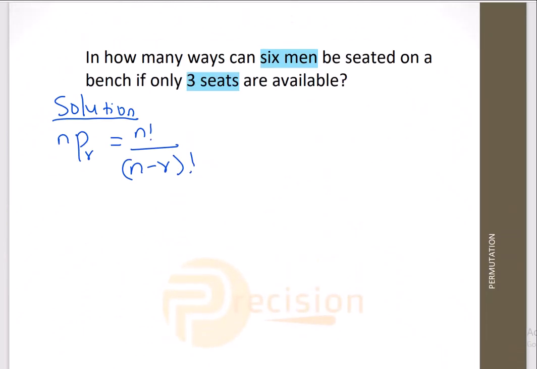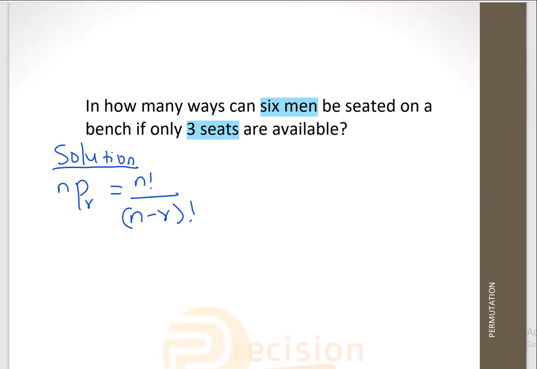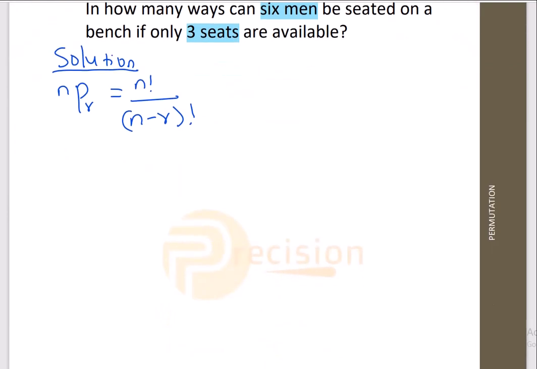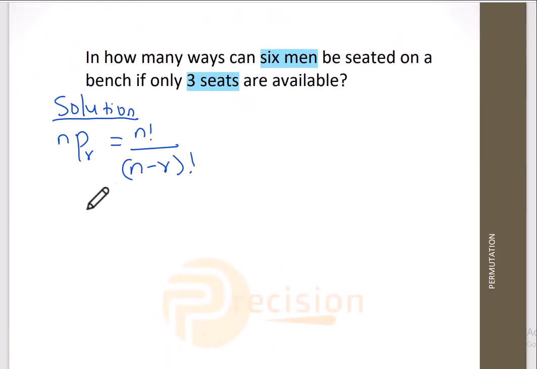Okay, so back to what we have to solve. I believe this makes sense to you. Once you've written this out, the next thing to do is to find your n and your r. So n is equal to what? From here, we can see 6 men, so n is 6. And then what's r? r is 3, so 3 seats, 3 per time.